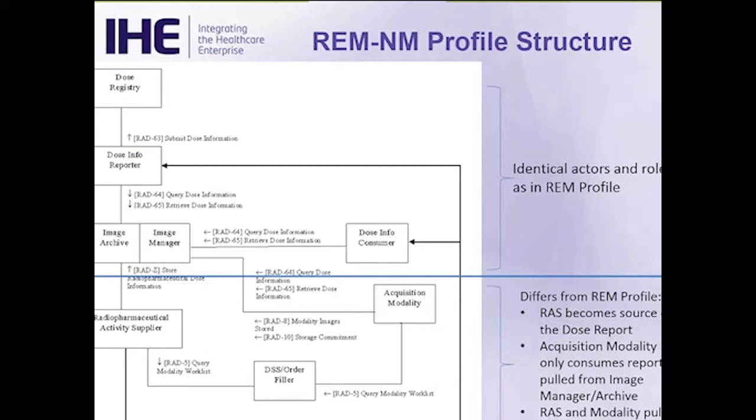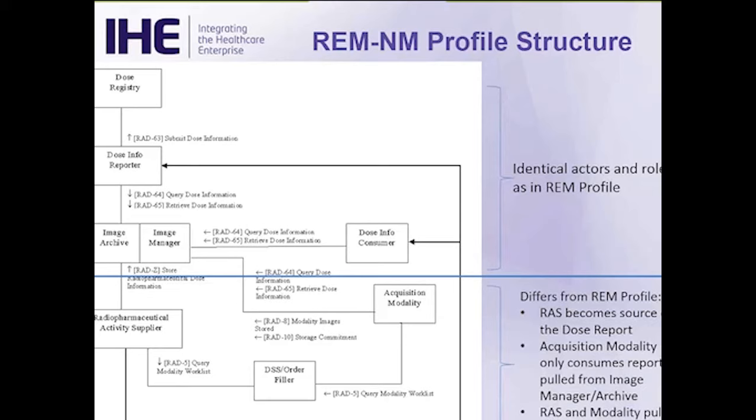In the lower left, where we saw the CT scanner before, we have a new actor called the radiopharmaceutical activity supplier. The reason we do this is because the scanner is not the one imparting the radiation to the patient anymore. It's a hot lab or an injector system. So that would be this activity supplier, RAS, we call it. The modality is moved over to the lower right. It is essentially just another consumer of those reports.